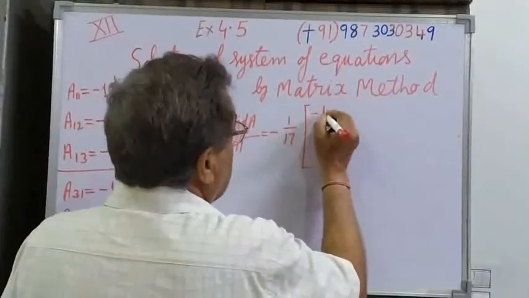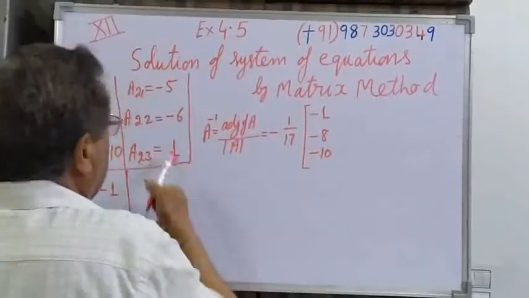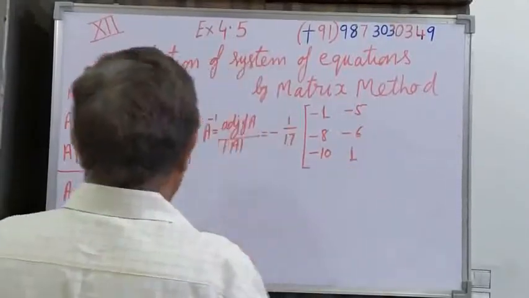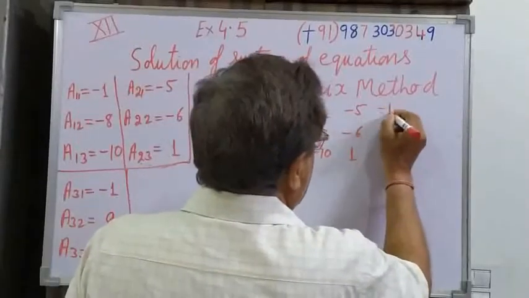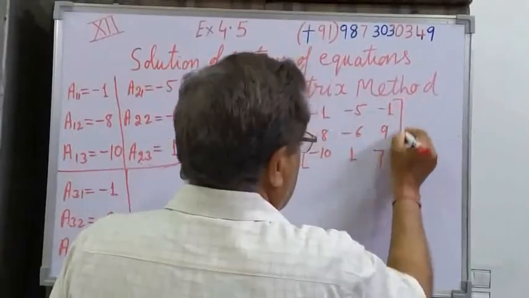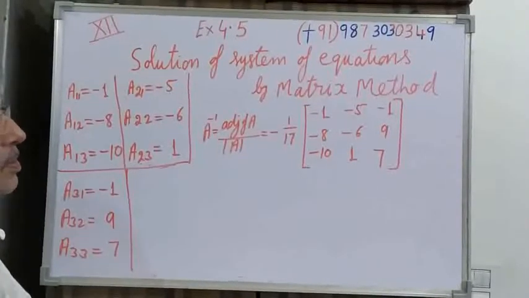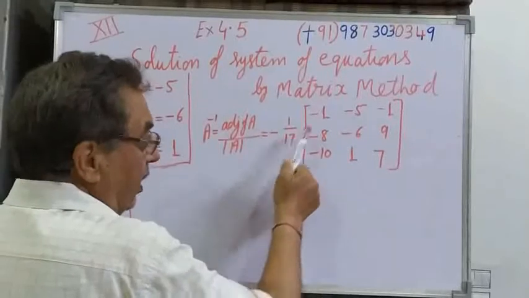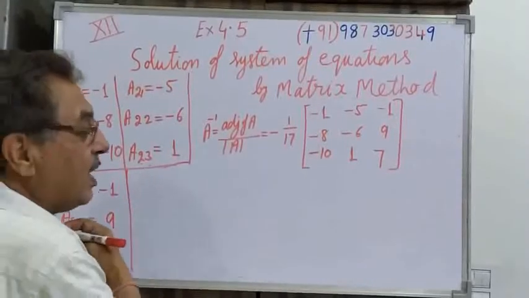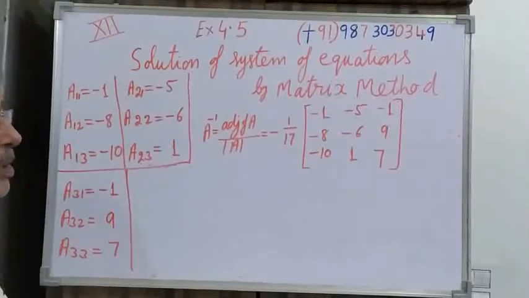Minus 1, minus 8, minus 10, and then minus 5, minus 6 and 1. Then minus 1, 9 and 7. So here what do we have? We have obtained A inverse as minus 1 by 17 times this matrix, and this whole is called A inverse. Basically 17 will be going below each of these elements, but we won't divide it first.